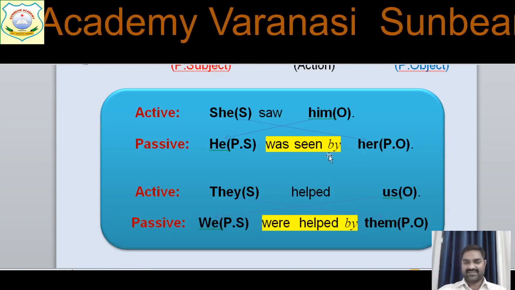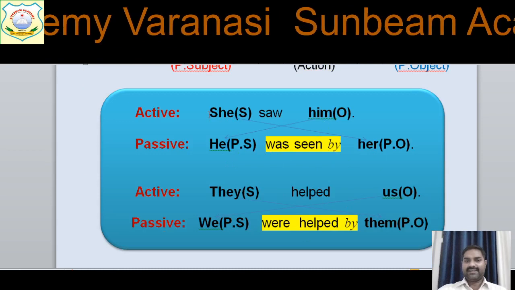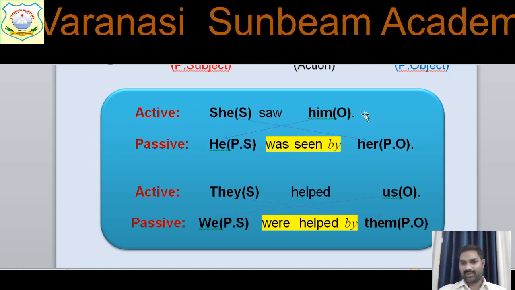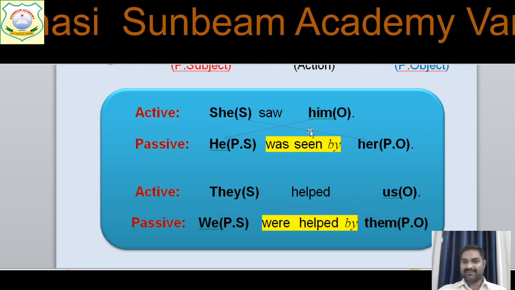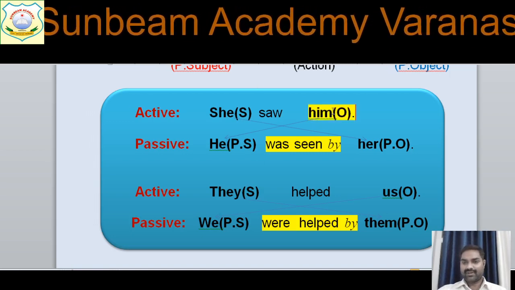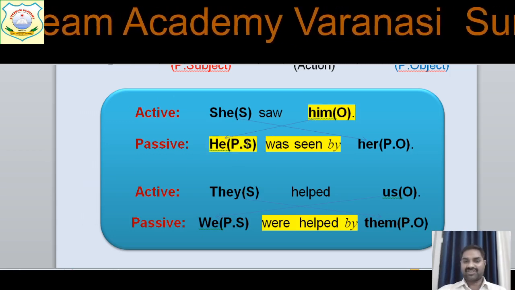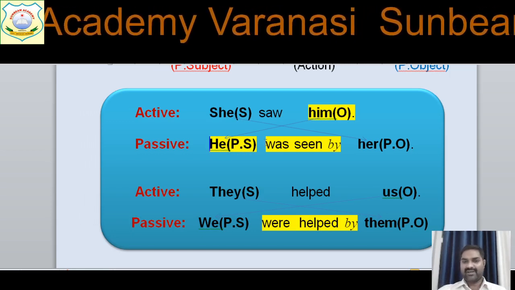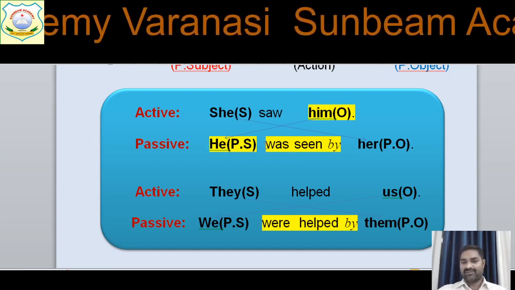See this. How do we make changes between active and passive voice? This example will show you: she saw him. She is the subject, saw is the verb, him is the object, and here he is the passive subject. Whenever we make passive voice, we take the object from the active voice and put it first, because in passive voice our purpose is to highlight who it was done to. So here I am showing he. And the verb is was seen.